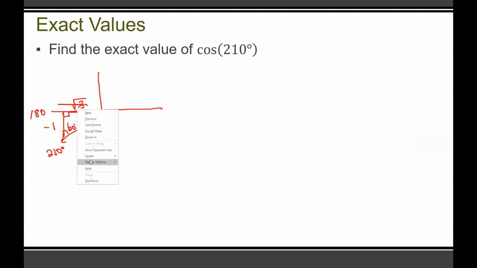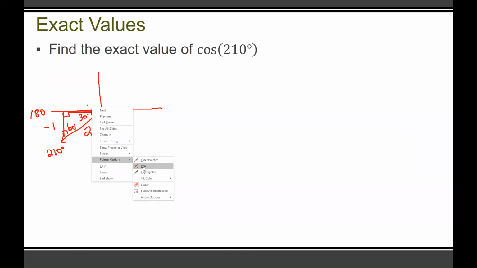Ooh, oh, I gotta start that over again. Hold on, pen's going all crazy on me here. We'll try that one more time. It's the square root of 3. There we go, that worked this time.